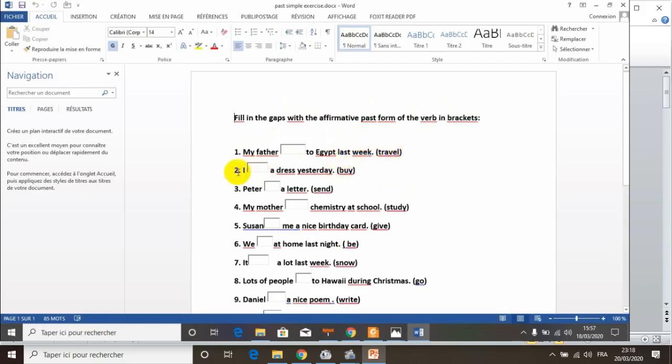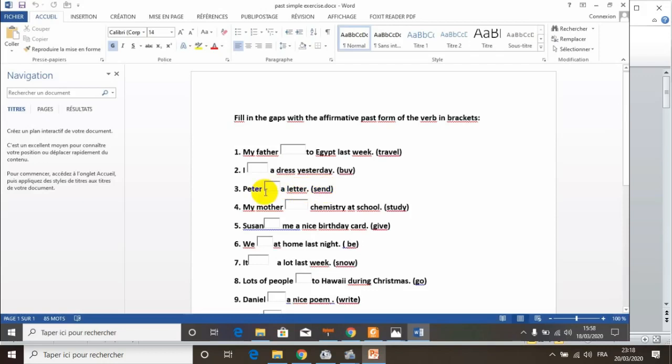Next one, number 2. I address yesterday by. You look at the list you have, and anyway you have it in your textbook. You have a long list. In the last page, I mean in the cover of the book, you have irregular verbs. At the end of your textbook, number 2.